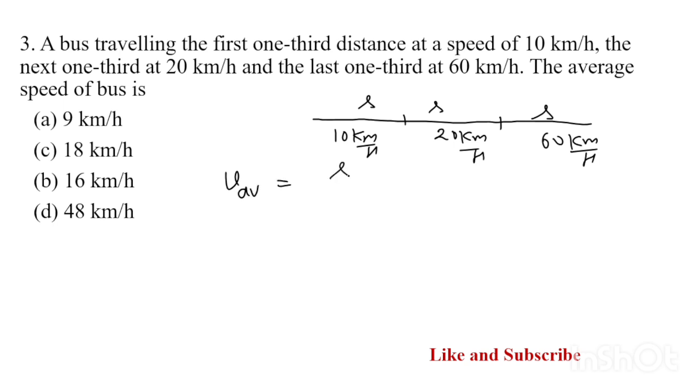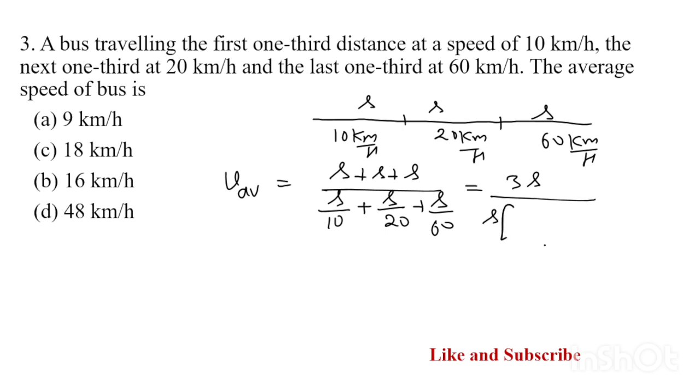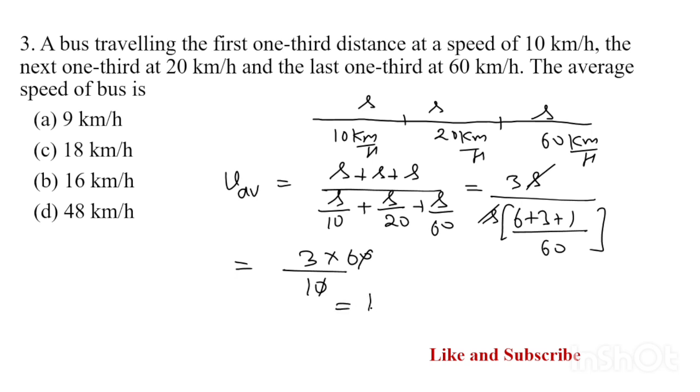So V average equal to total distance S plus S plus S upon time: for the first one third S upon 10, for the next one third S upon 20, for the next one third S upon 60. In the numerator 3S, in the denominator we take S common and 60 LCM. So this is 6 plus 3 plus 1, S cancels out. So the value is 3 upon 6 plus 3 plus 1 over 60, or this 60 is shifted into the numerator, 0 cancels. So 6 3s are 18 kilometer per hour is the average speed. So the correct option is C.